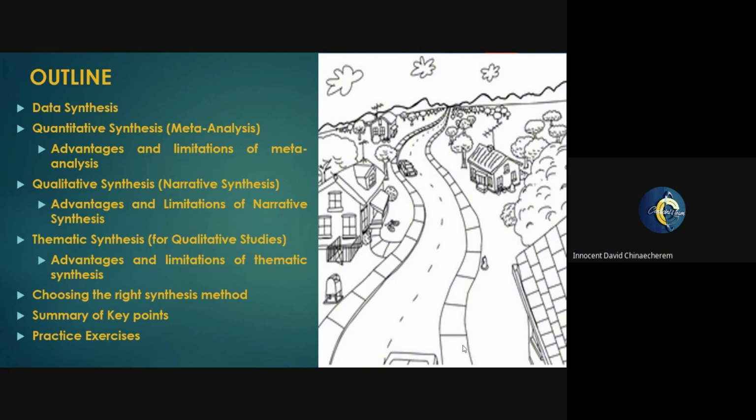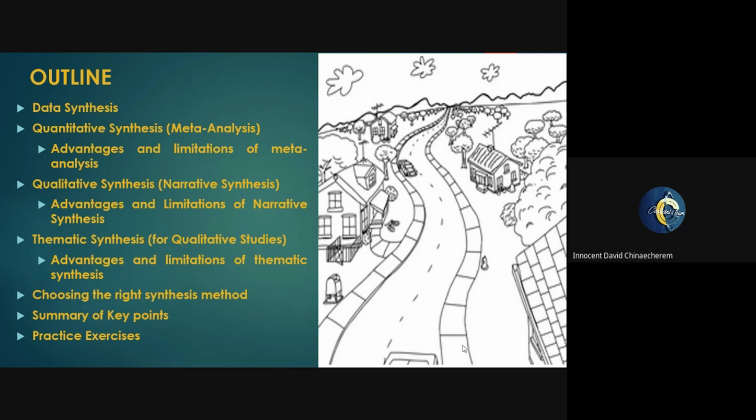So before we commence, as usual, we'll have an outline that we'll be discussing. First of all, we need to understand what data synthesis means, and then I'm going to shed more light on quantitative synthesis, which is one aspect of data synthesis. Then we'll look at some of the advantages and limitations of meta-analysis, which is one of the fundamental parts of the quantitative synthesis.